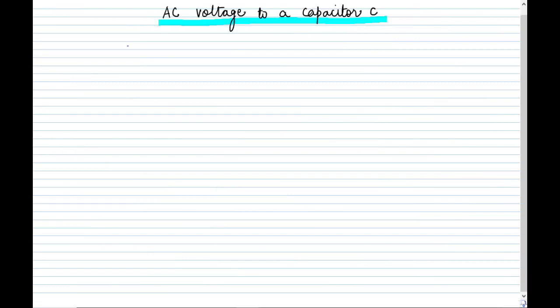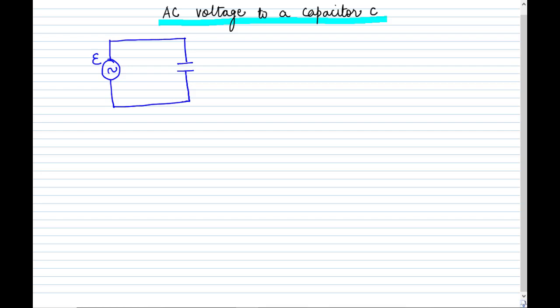So here we take an AC voltage source. This is our AC voltage source. This shows AC voltage, and the voltage we are denoting with the symbol E here. And now it is connected to a single capacitor. So this is how we represent the capacitor.